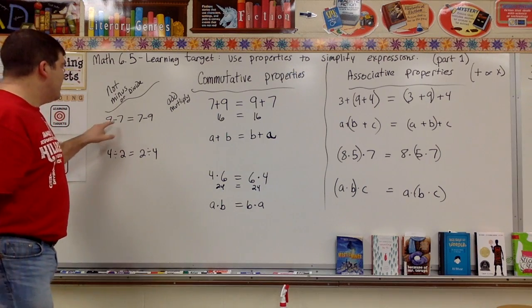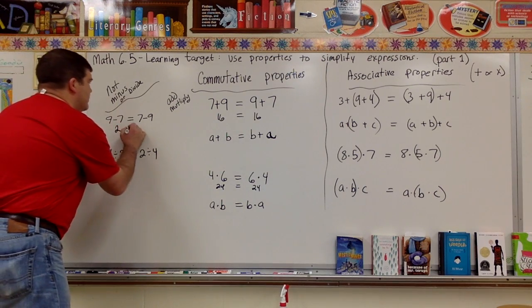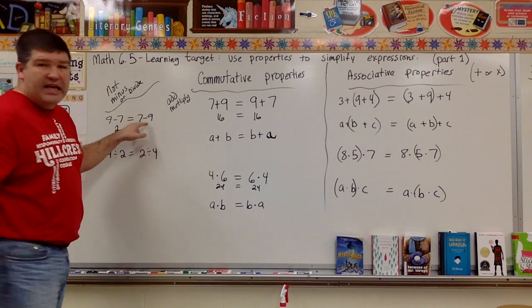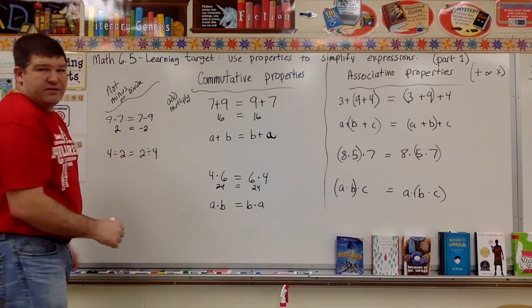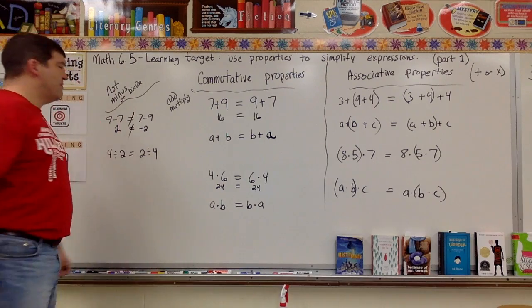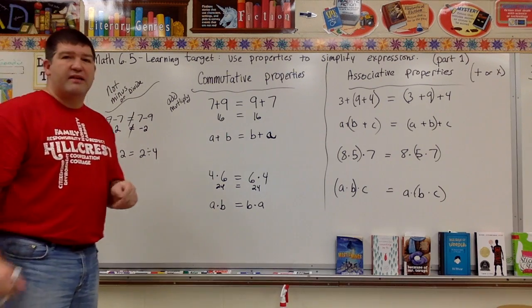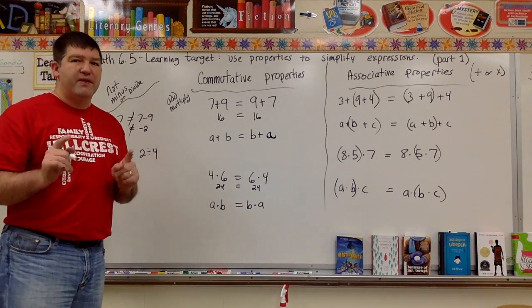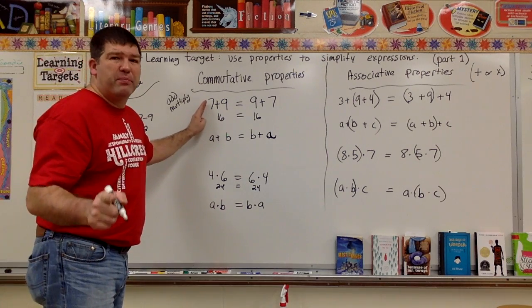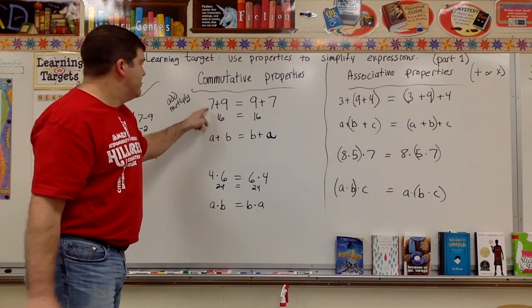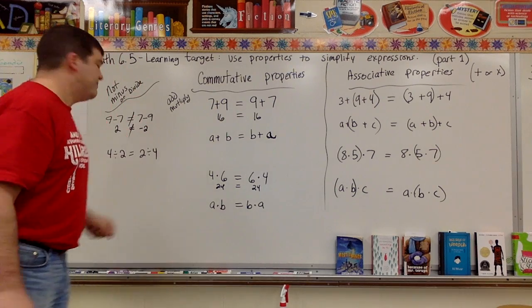Because look here, 9 minus 7 is 2. 7 minus 9 is actually negative 2. 2 and negative 2, not the same. It matters when you subtract which one comes first. Very important. With addition, the commutative property says it doesn't matter which one comes first.